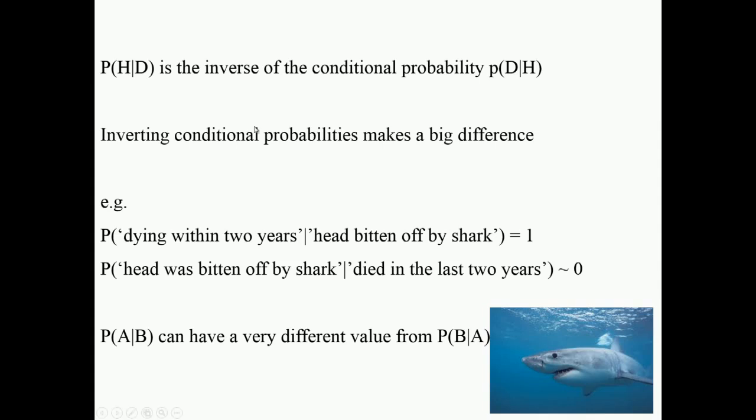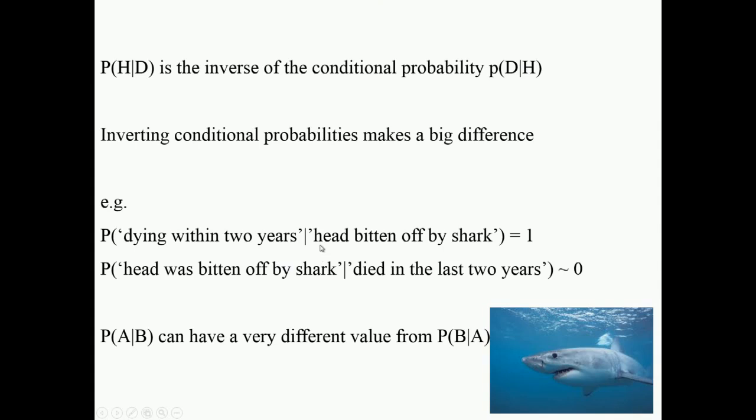Now, this might sound a bit confusing because you say to me, probability of H given D, probability of D given H, they sound almost the same to me. What's the difference really? So this one is called the inversion of that one, and I'll just give you an example to illustrate it can be a big difference.